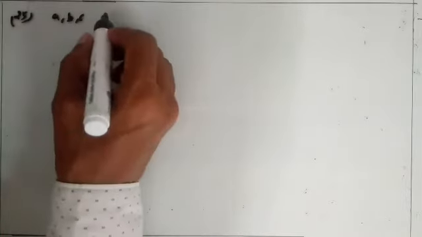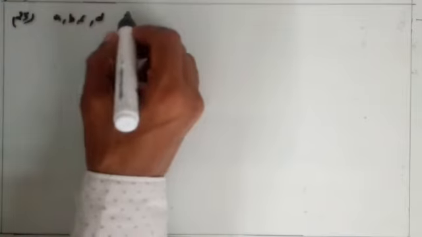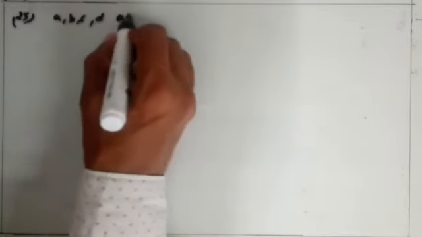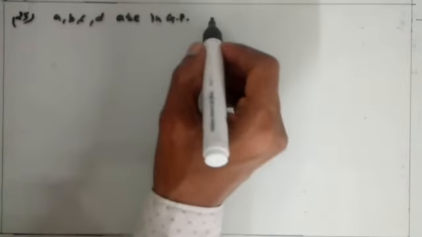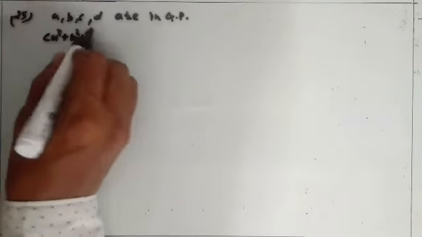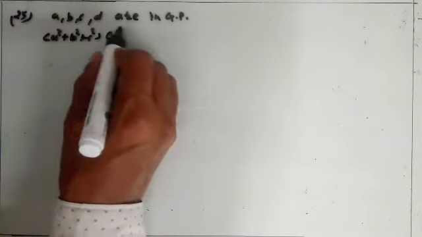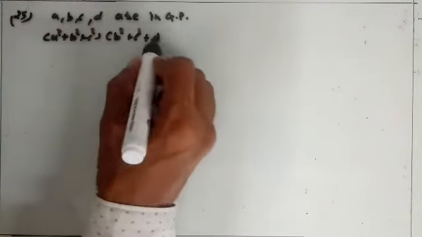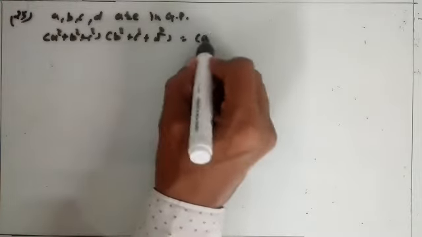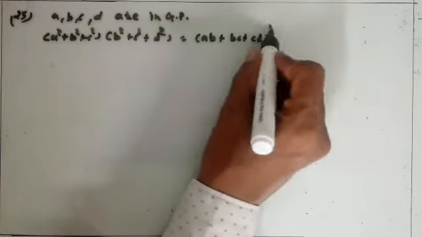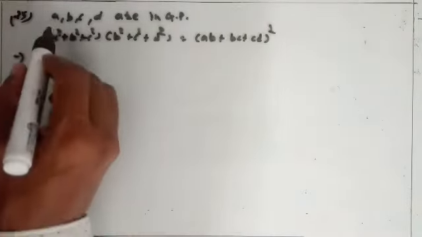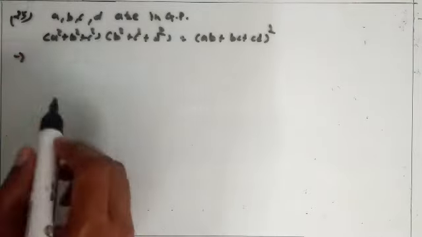If a, b, c and d are in a GP, geometric progression, then show that (a square plus b square plus c square) into (b square plus c square plus d square) is equal to (ab plus bc plus cd) raised to 2. Here a, b, c, d are in a GP, given.